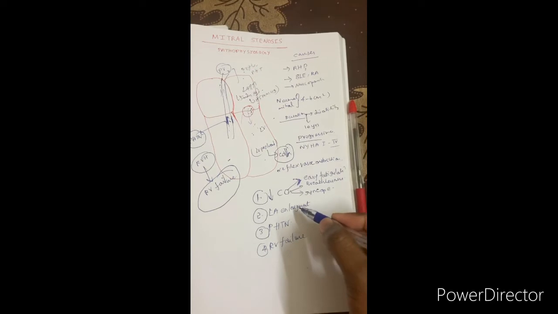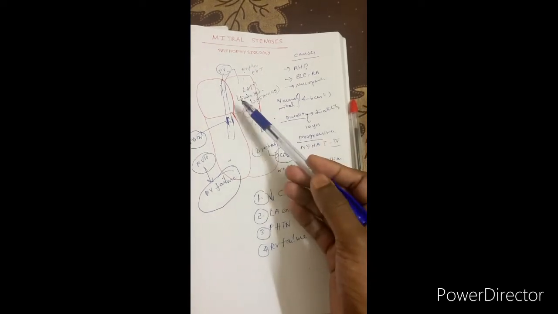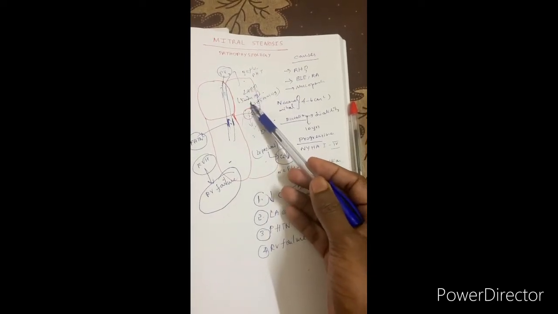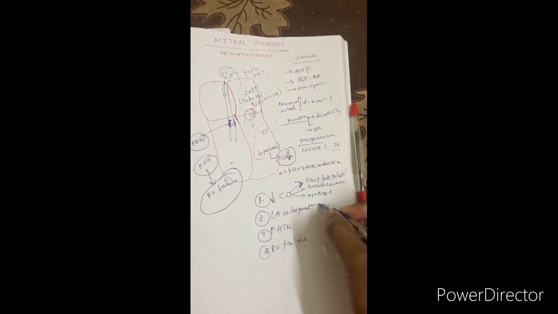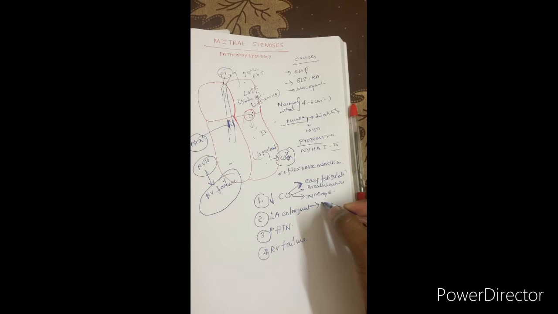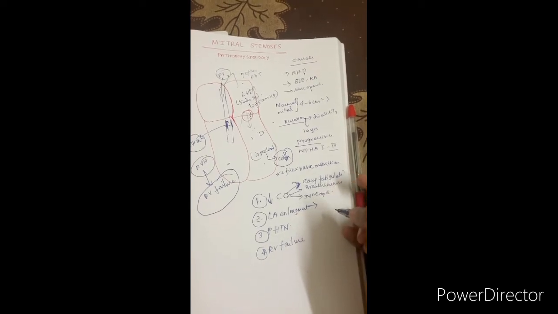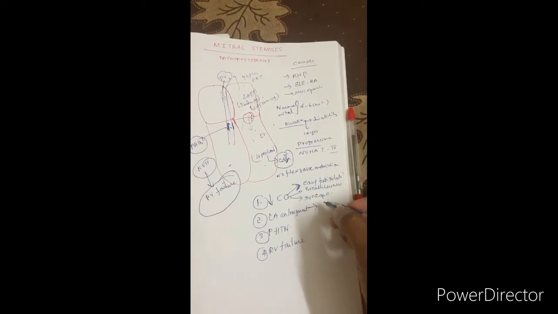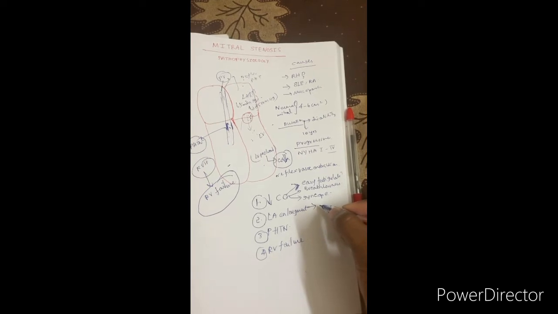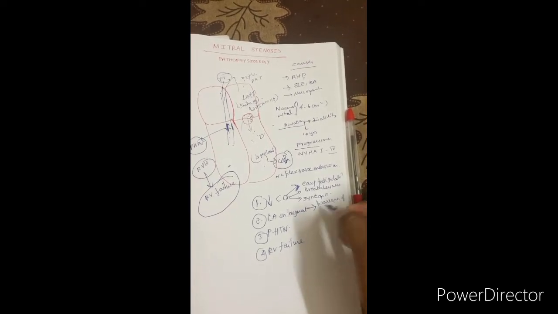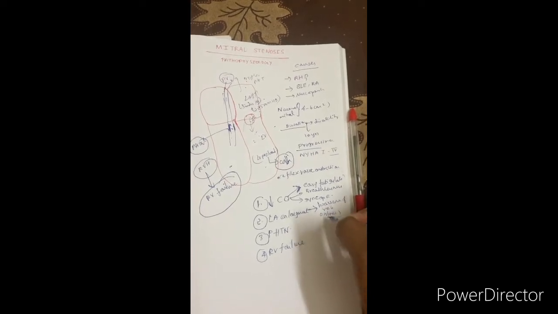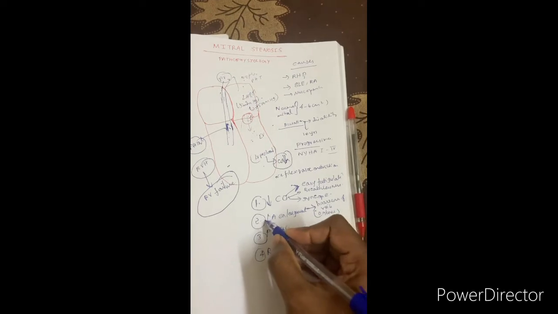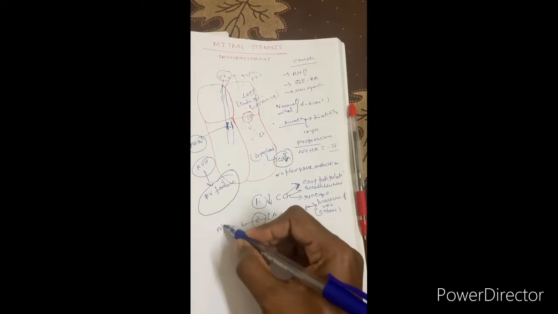And there will be left atrial enlargement because of this increased pressure I told. So with increased left atrial enlargement, what will happen? It compresses your recurrent laryngeal nerve, which is encircling around the aorta. So left recurrent laryngeal nerve compression may result in hoarseness of voice, which is called Ortner syndrome. And another finding of left atrial enlargement is atrial fibrillation.